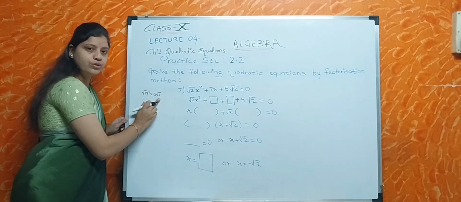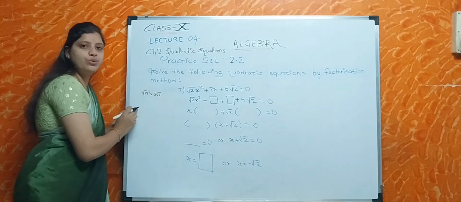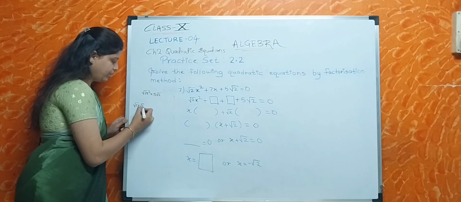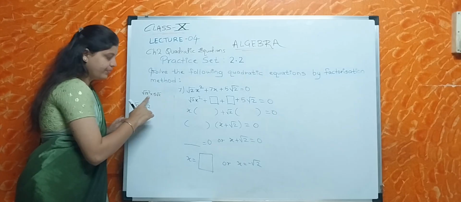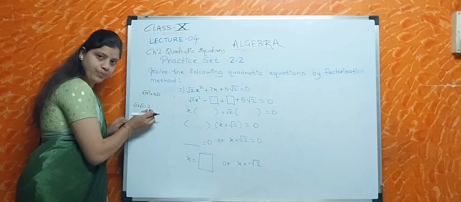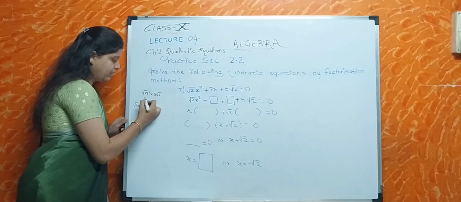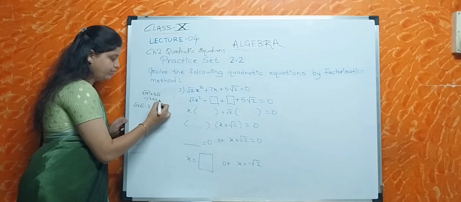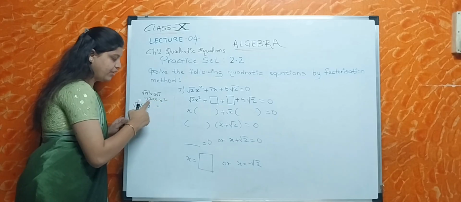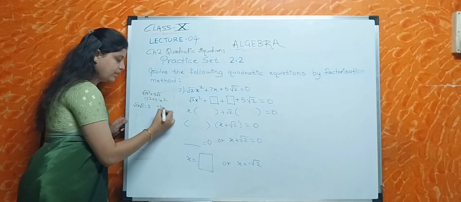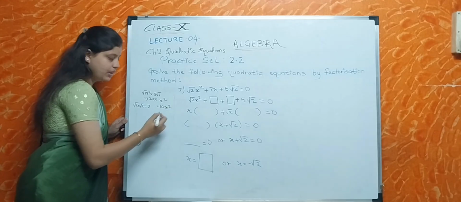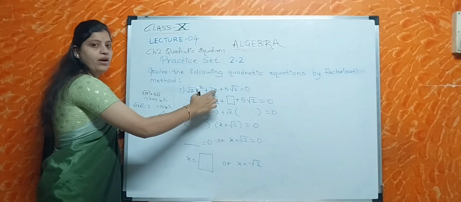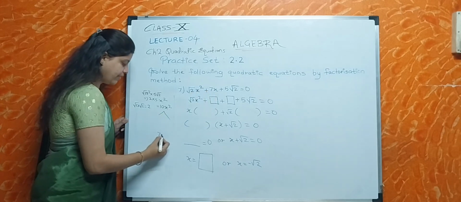So root 2 into root 2 we get. Everyone knows the rule of this. Root 2 into root 2 is 2 itself. That means root 2 into root 2 is 2. And here, root 2 into root 2 is 2, into 5 x square. So we get here 2 into 5, 10x square. Understood? Now here we want factors such that the sum or subtraction of them is 7x.